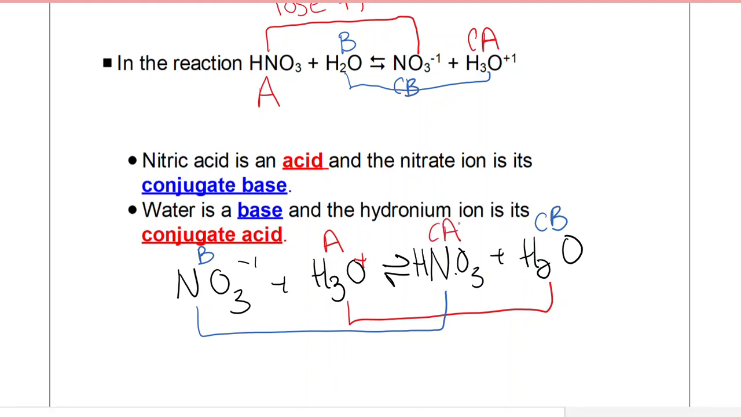So things to point out here. If you have an acid like nitric acid, it's generally going to be the acid, no matter where it is in the reaction, and you can use that to help you. Other things to point out here, the reactants are always going to be your acid and your base, and your products are always going to be your conjugates. So it just depends on how the reaction is written. So if you write the reverse reaction, what happens is your conjugate base becomes your base, and your conjugate acid becomes your acid. So you just use that word conjugate to help you identify the products.